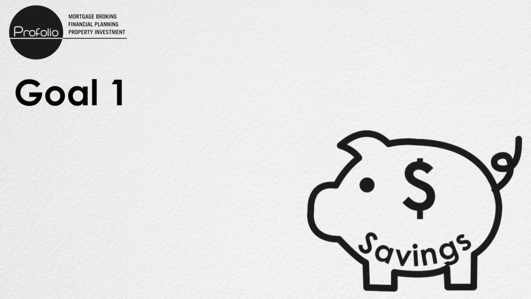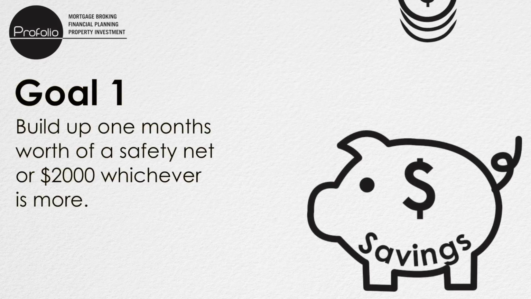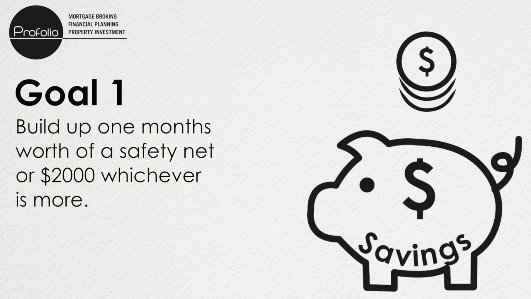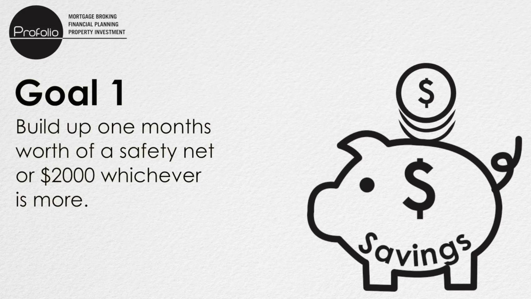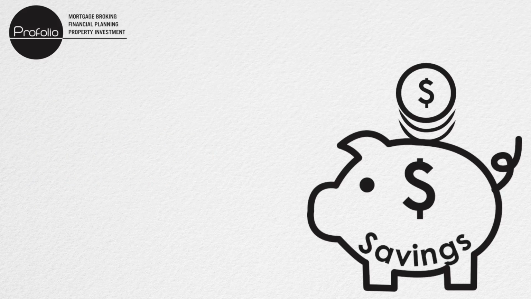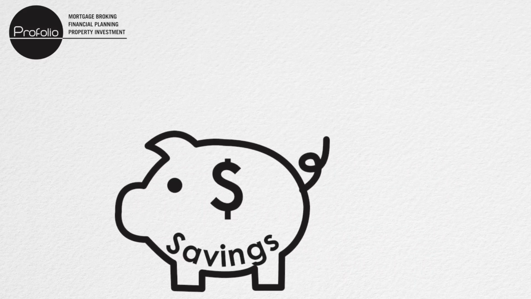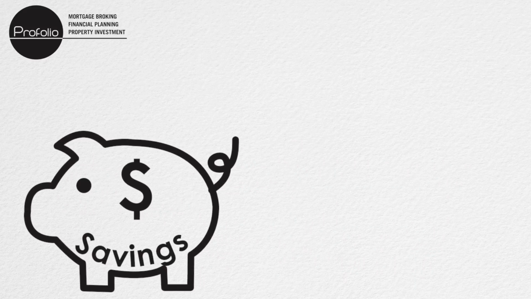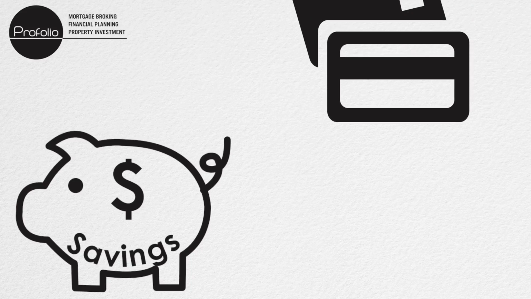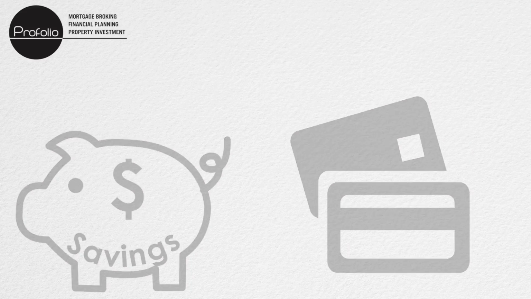Your first goal is to build up 1 month's worth of a safety net. You will know what this amount is by our exercises earlier when we calculated the figure it costs to run you, or $2,000, whichever is more. This is your buffer account, the account that will save you in emergencies, give you the money to replace the broken heater or the faulty car battery, and stop you from using that dreaded credit card.